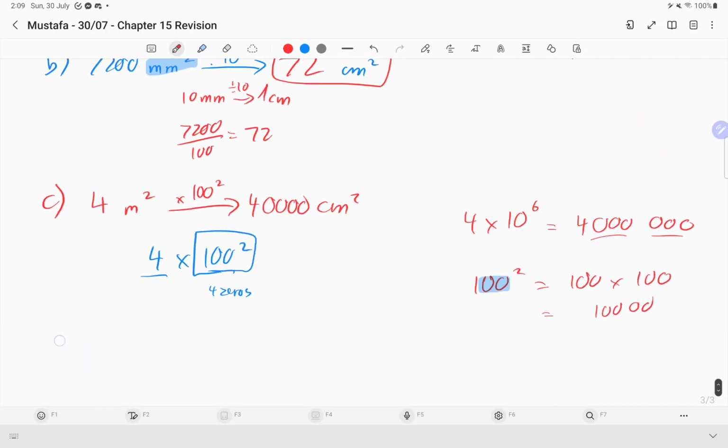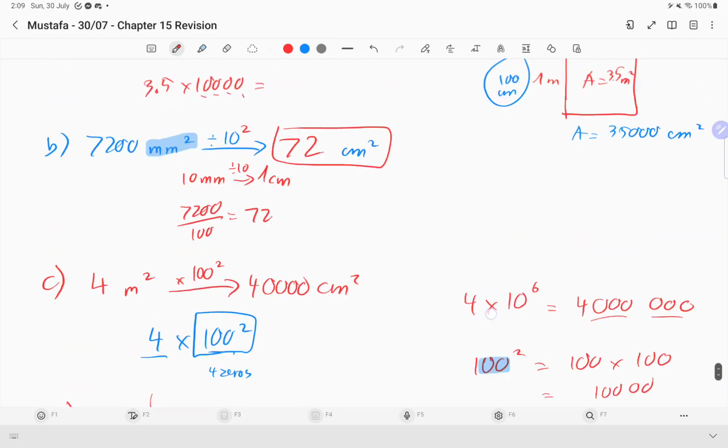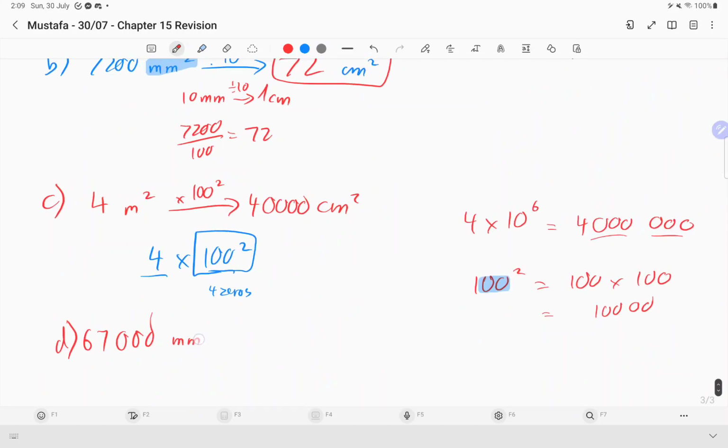67,000 millimeters squared to, let's see, 67,000, right? Yep, millimeter squared to centimeter squared. Do it in your head. Tell me what the answer is. Times or divide, and times or divide by how much? Divide. By 10. Squared. So wait, hold up. So divide by 1,000, right? No, 10 squared is 1 and 2 zeros. 100.